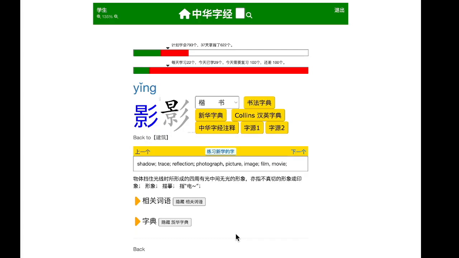Ying. Ying is a shadow, a trace, a reflection, a photograph, a picture, image, film, movie. When we talk about movies, we call them 电影, which kind of literally you could also translate as electric shadows. But it's a reflection, an image, all those sorts of meanings. Ying.